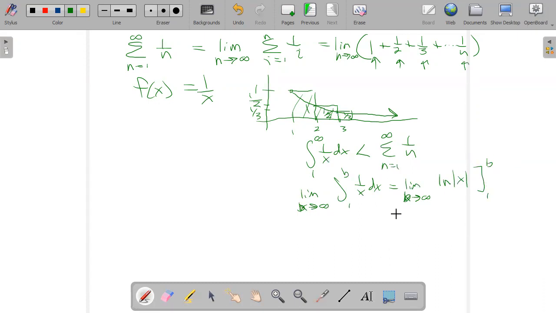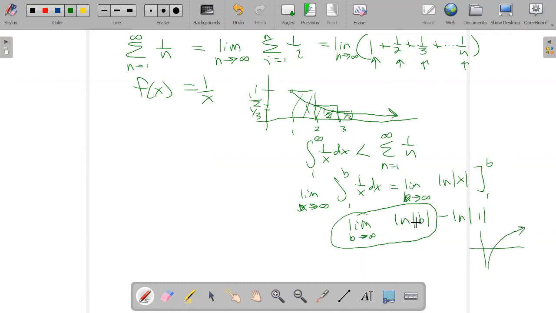Let's see, so that's going to give me the natural log of b minus the natural log of 1. What's the natural log of 1? 0. Yeah, 0. So really all that matters is that right there. And we know that the natural log is asymptotic with the y-axis and then increases forever. So this grows forever. In other words, it does not exist, but in a special way of growing forever.